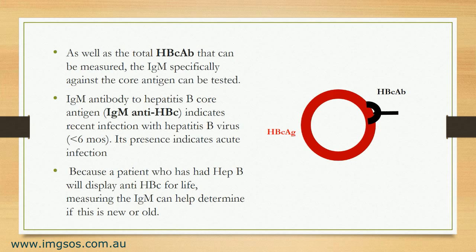What we can do is use IgM to help make the difference. The IgM anti-HBc antibodies are highest in the first 6 months. So if somebody's actually got IgM present, this is likely to be an acute infection. If they don't, it's likely to be an old infection. So that can help determine if it's new or old, because the HBc antibodies by themselves won't let us know that difference in time frame.